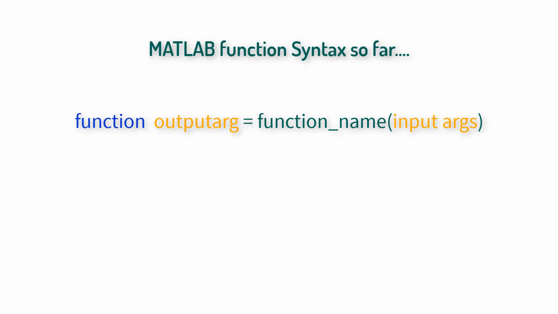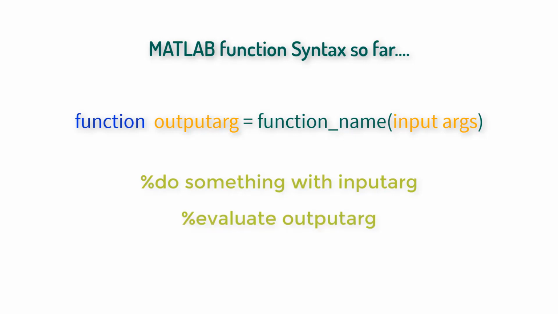Okay, so the function header goes function, output argument equals to function name, and input arguments. Although this syntax is straightforward, I still see a lot of ambiguity when you write functions. So when you write a function, you have that header, and then you do something with the input arguments, evaluate the output argument, and then end the function definition.